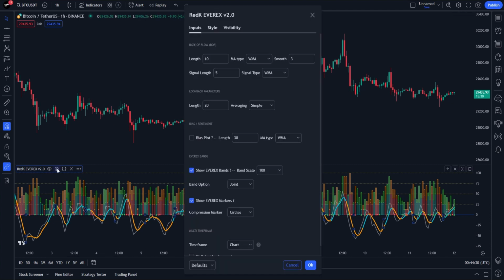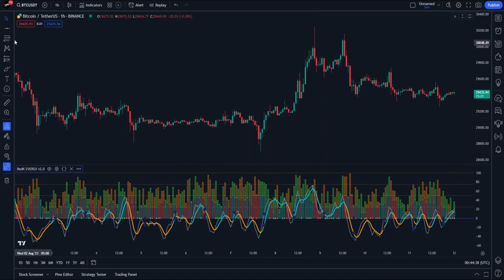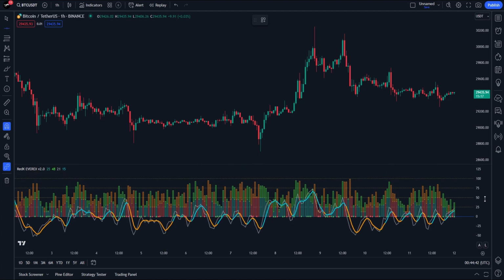Maintain the length at 10 and alter the moving average, MA type, from WMA to EMA. Keep other settings unchanged. Save the settings and let the indicator reload itself. Once reloaded, on the right scale, position your cursor at the 50 level. Click the plus button to draw a horizontal line at that level. Repeat for the minus 50 level by placing the cursor on the scale and pressing the plus button.